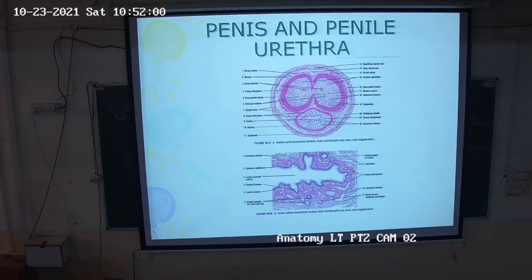Now the last part, the penis. It is a copulatory organ in the male genital system. In the cross section, there are 3 parts in the penis: the dorsal part and the ventral part. The dorsal part has 2 structures which are known as corpora cavernosa, and the ventral one has a single compartment which is known as corpus spongiosum. Okay, so these are present in the form of circles.